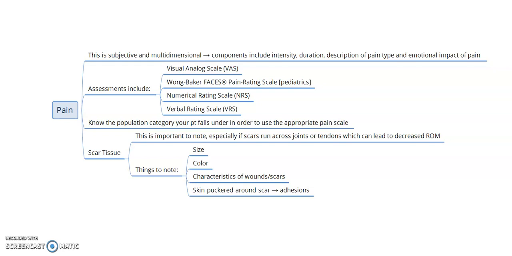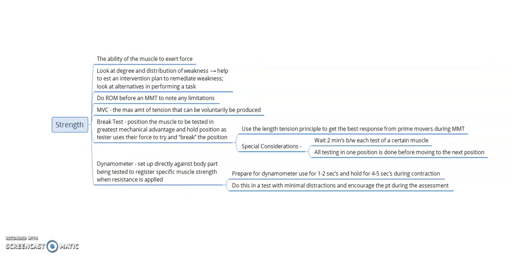It's also really important to note scar tissue, especially if scars run across joints or tendons that can lead to decreased range of motion. Something that's also important to note when looking at scar tissue is size, color, characteristics of the wound and scars, and then also if there is skin puckered around the scar. Next, we'll be looking at how to assess strength.